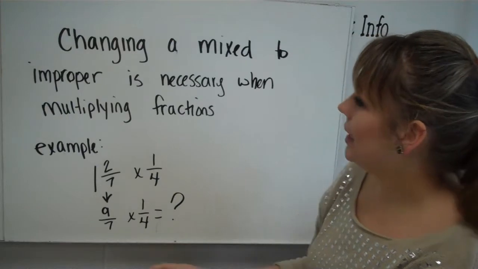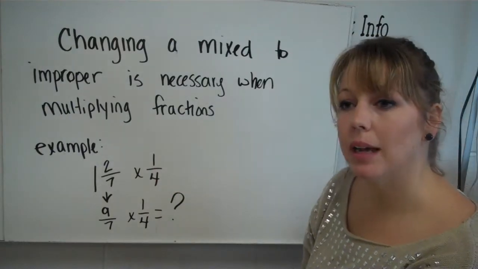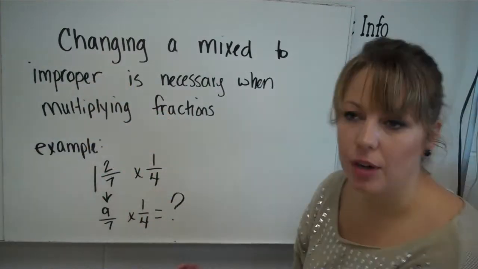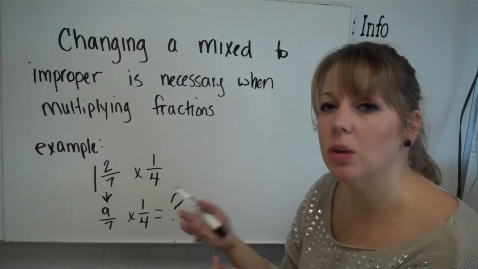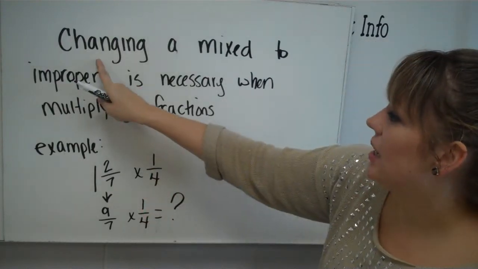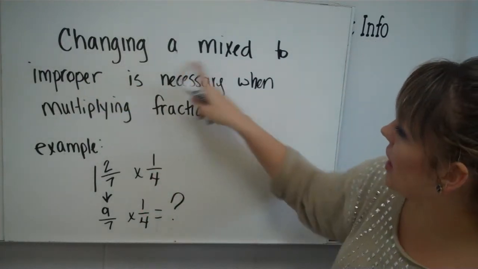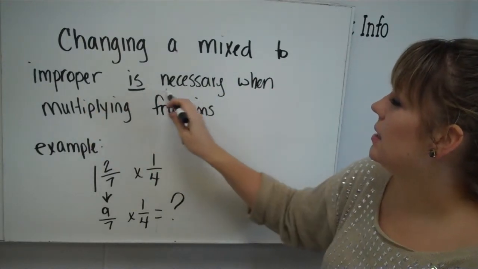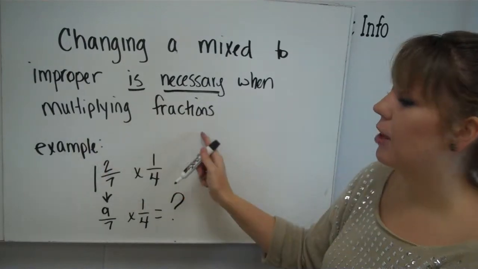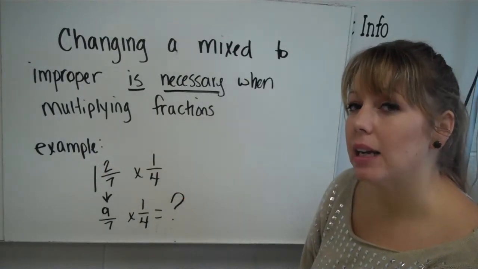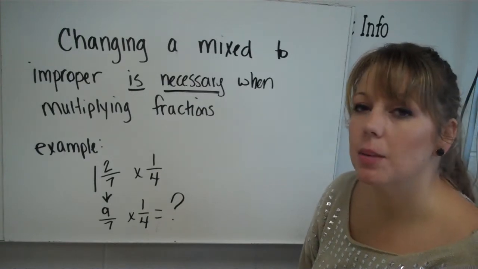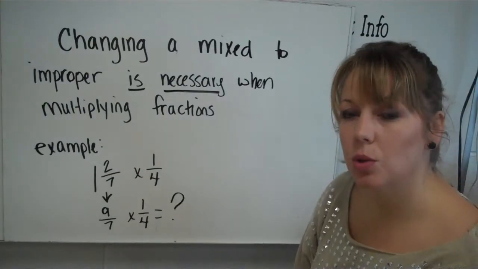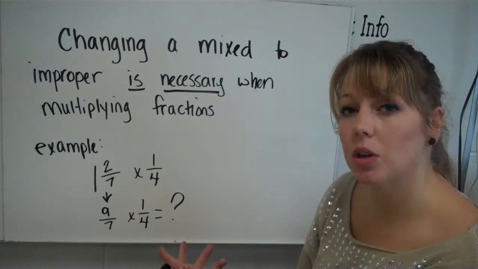Okay, remember we're multiplying, we're not adding, we're multiplying. When you multiply mixed numbers and fractions, if there's a mixed number in that question anywhere, you have to change it to improper. So changing a mixed to improper is necessary when multiplying fractions. You can't leave that mixed number as a mixed number and multiply across like we've been doing.